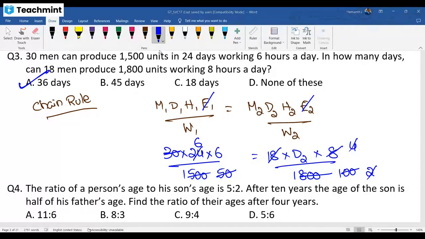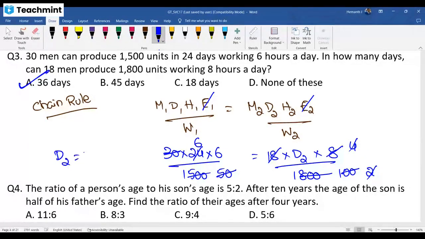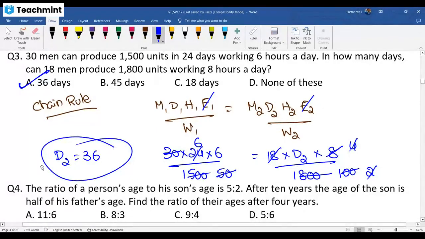That's a chain rule related question. 36 is the answer. When you have two groups of people, what is it that we are comparing? Here it is 30 men, there 18 men are working. They have the same capacity if not mentioned, which is why E cancels. E stands for efficiency or capacity. So we check how many days, how many hours per day, and how many members are working. Finally D2 is equal to 36. Clear?